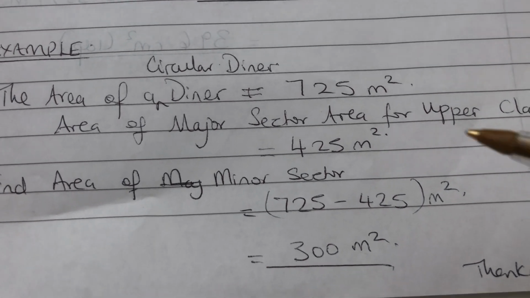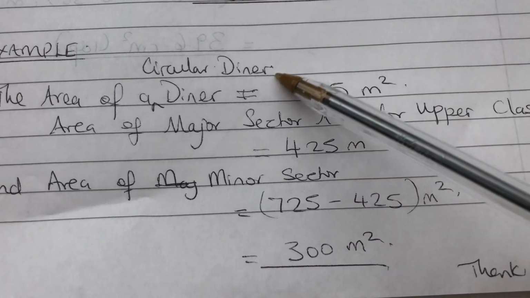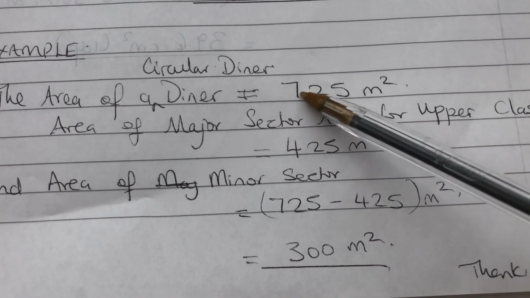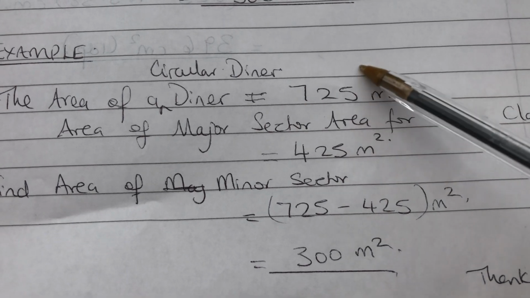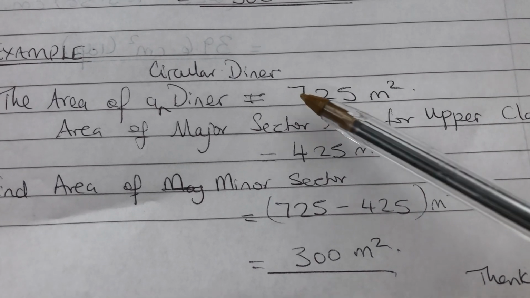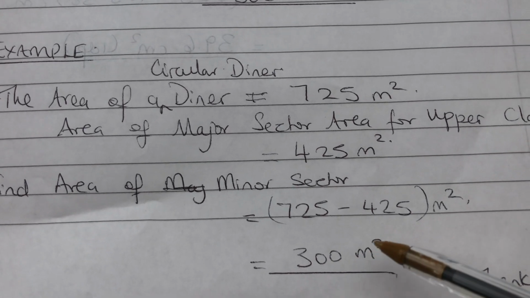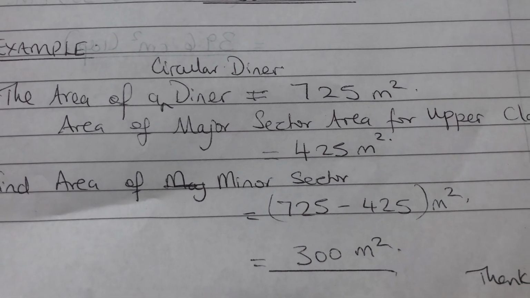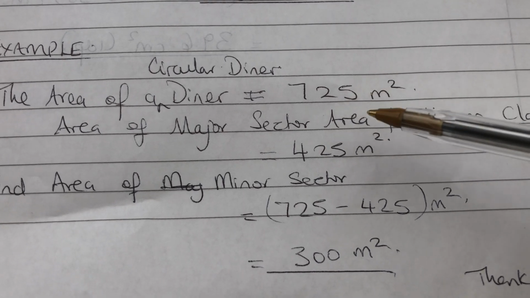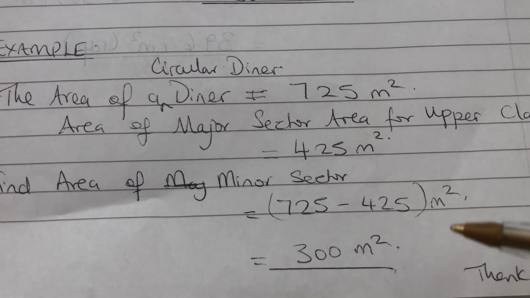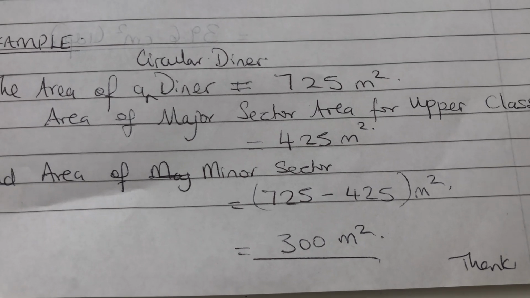Even if you were not given the area but you were given the radius, then you can find the area of the diner, subtract the major sector, and then you are done. In that case, they might ask you to leave your answer in pi, and then you are done.